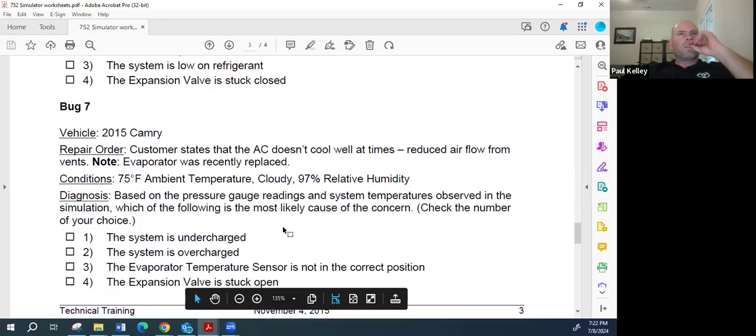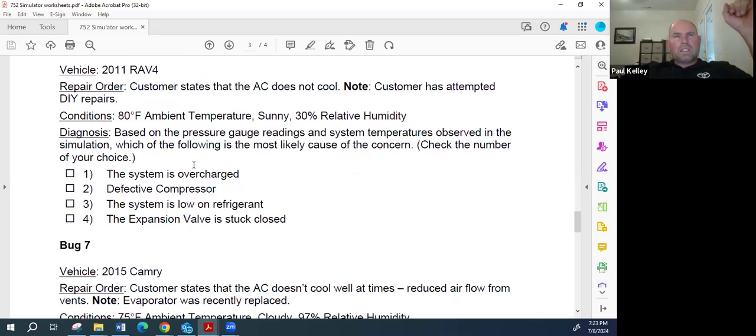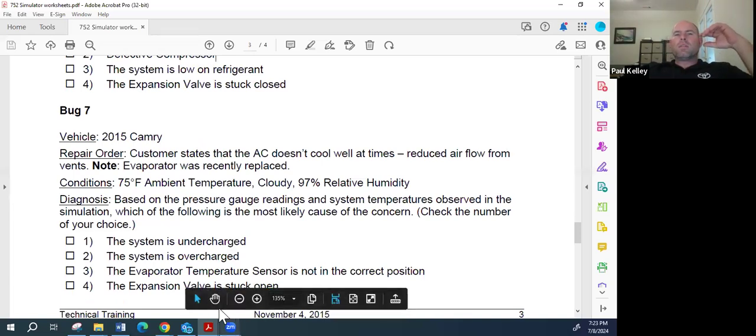All right, 7, Camry. Customer states AC doesn't cool well at times, and there's a reduced airflow from the vents. Note, and this is a nice one. So this service advisor, you suck. This service advisor, nice job. Saying the evaporator core was recently replaced. Just to let you know, customer was in, we did an evaporator core type of thing. That's going to be a big clue right there.